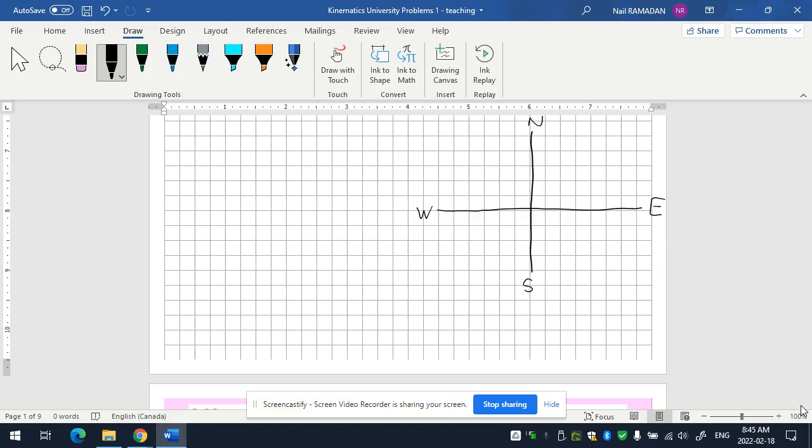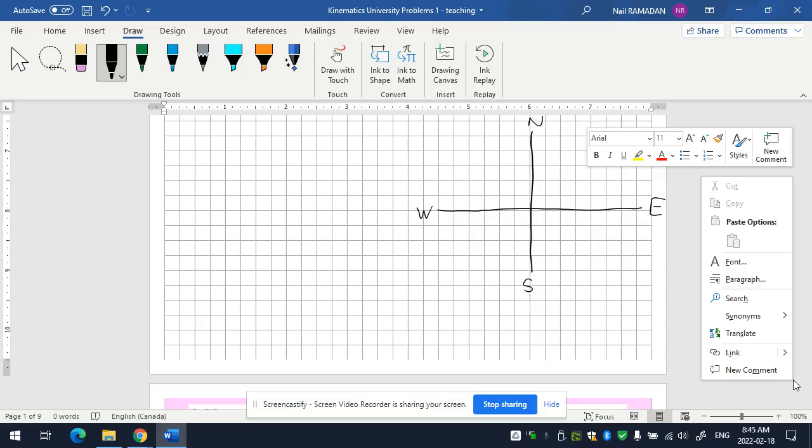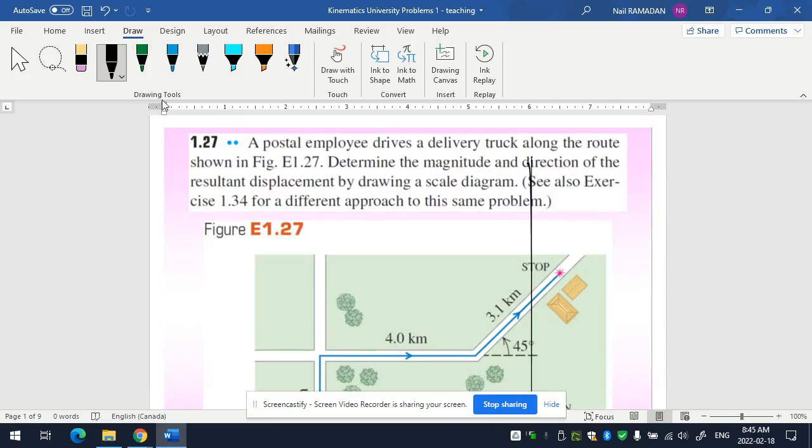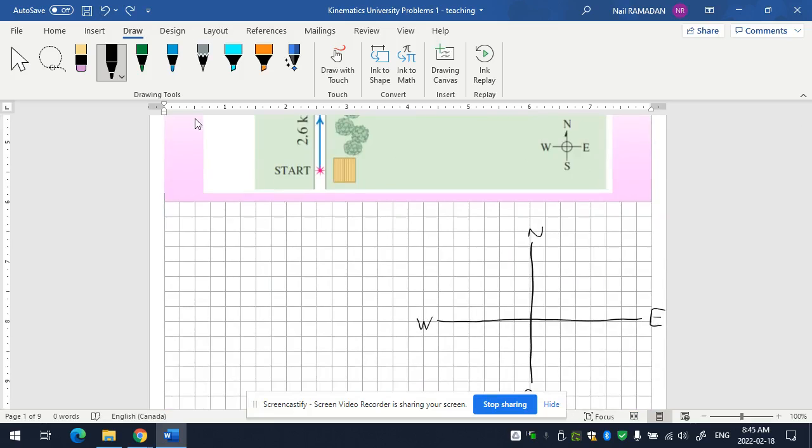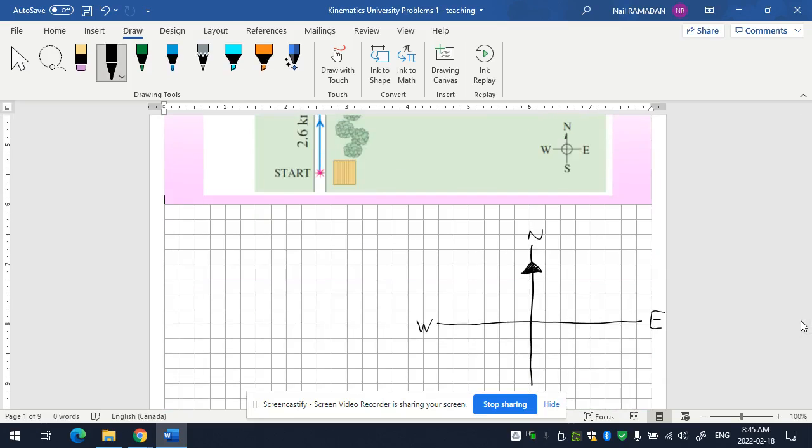Where is my first vector? Come on, where is my first vector? Coming from the origin and pointing which way? North. So all you have to do is basically just do this. Yeah, let's use black. So this is the first one. How long is this strip? 2.6. So on top of the arrow, just write 2.6.